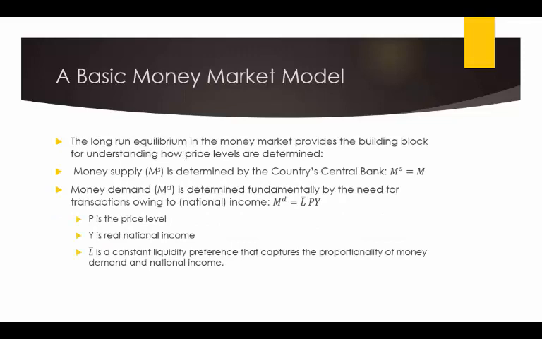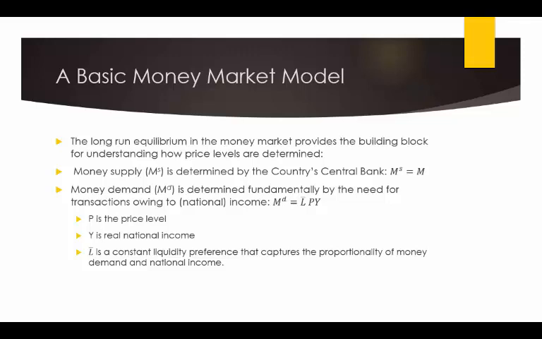We first introduce a very basic model of money market equilibrium, which has the money supply being exogenously determined by the monetary authority in that country at some level, say MS, and money demand being determined fundamentally by the transactions demand for money, making it a constant function of national income. So MD, money demand, is equal to L bar PY, where L bar is a constant liquidity preference capturing the proportionality of money demand to national income, PY.